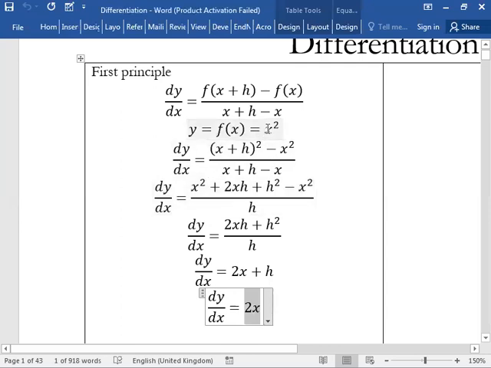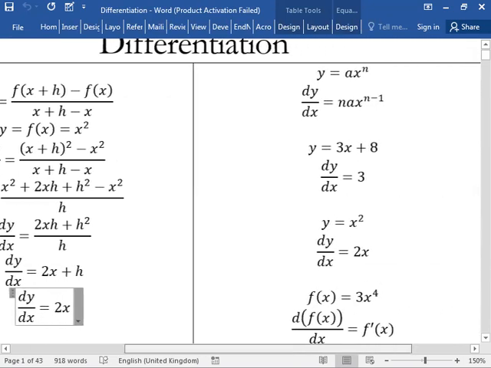Do you see a pattern in this? The function was x square and after differentiating, it became 2x. What is the pattern that you observe? The power was 2, and that 2 comes in front and multiplies. And the power that was 2, what was eventually left? 1. So you can make a pattern for algebraic differentiation with this.